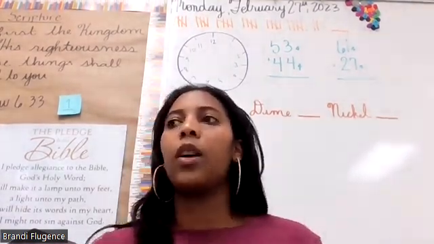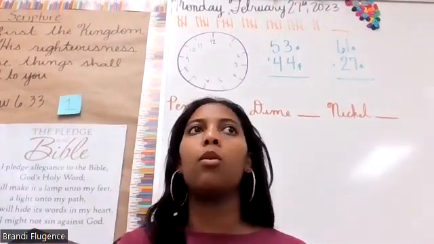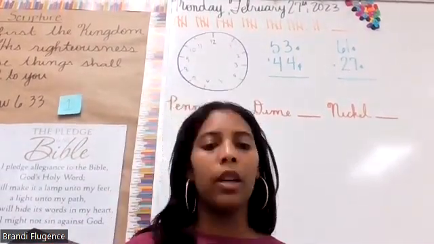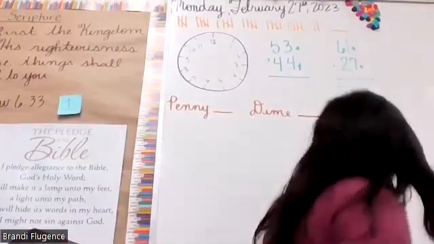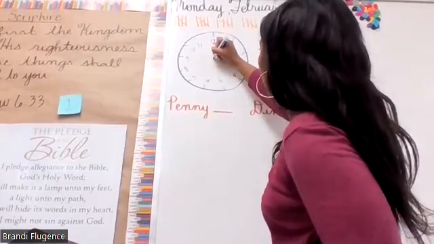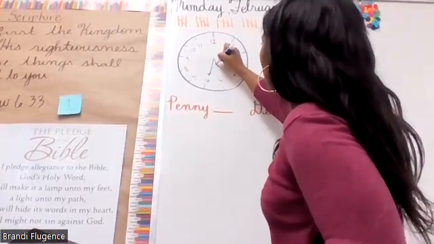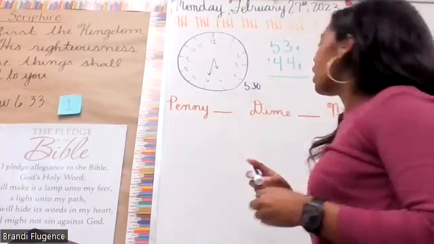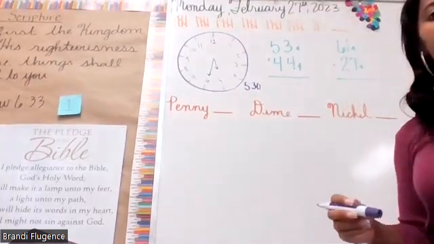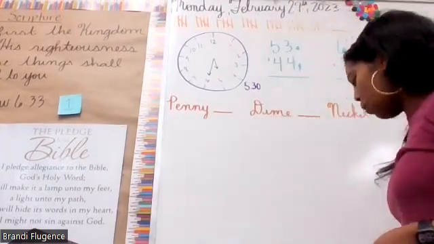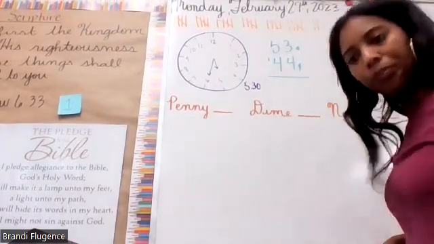Okay. 5:30. So what should that look like? Where should my long hand be? On the 6. Good. And where should my hour hand be? On the 5. Good. And what time is that? That's half past 5. 5:30. Good. Awesome. Okay, so that's good for our notebooks right now. Let's go ahead and cover the rest of what we're doing on the board.